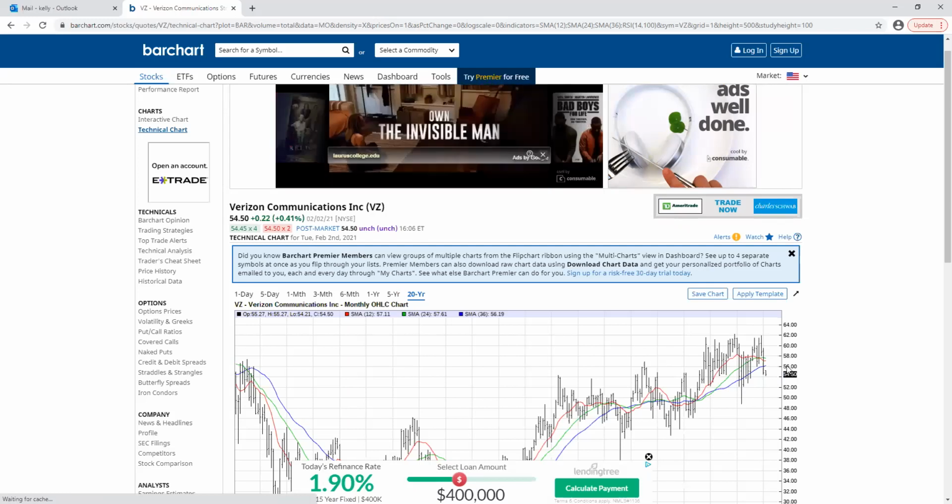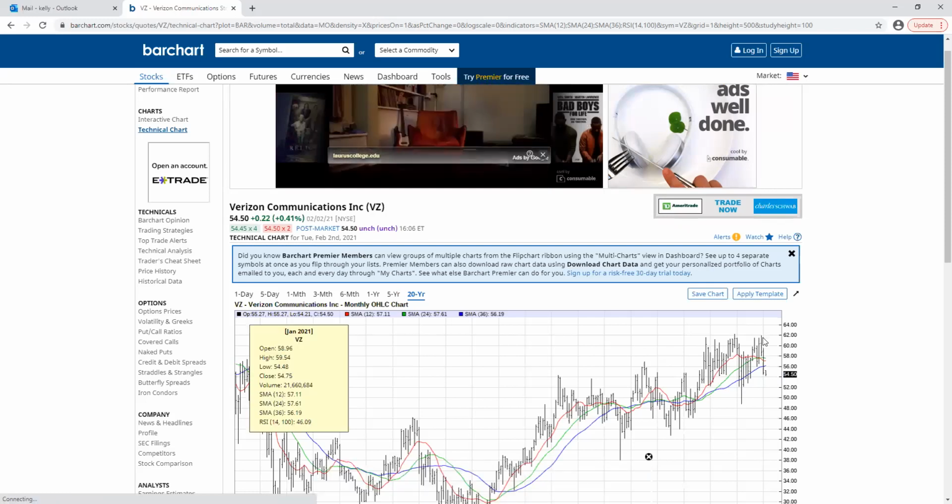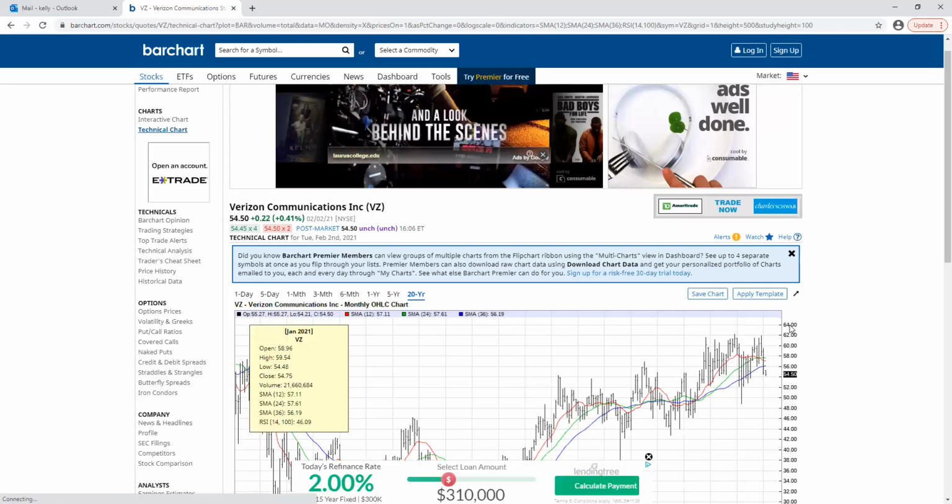Those are two things that don't sound good. When you sell your covered calls into strength, you're going to get a higher premium and you're agreeing to sell the stock at a higher price. That's when it makes more sense.